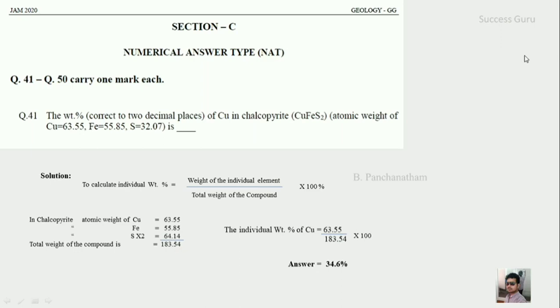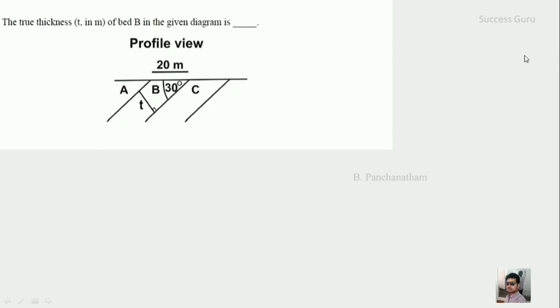So the second question is that they have asked for the true thickness, and what they have given is the width of the outcrop, that is 20 meters. So this will be the width of the outcrop which is appearing, and the dip of the bed, that is 30°. And we know that the true thickness is the thickness measured perpendicular to the bedding plane. So this is the bedding plane. Wherever we draw a line perpendicular to this bedding plane, that will be the true thickness.